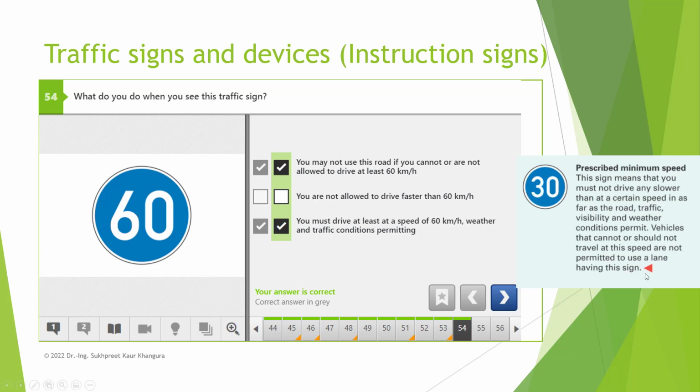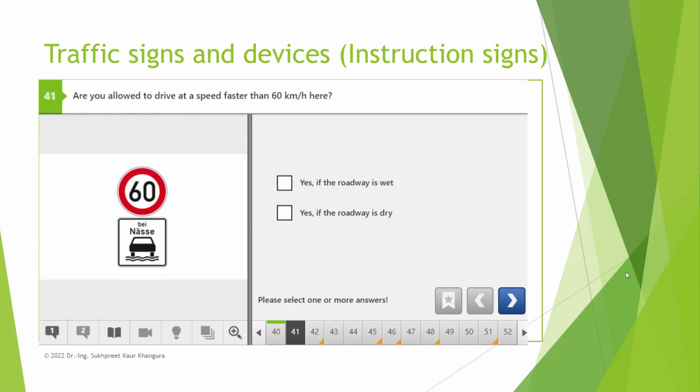And here is the explanation. So this sign means that you must not drive any slower than a certain speed, as far as the road, traffic, visibility and weather conditions permit. Vehicles that cannot or should not travel at this speed are not permitted to use a lane having this sign. So now it is clear. Moving towards the next question.